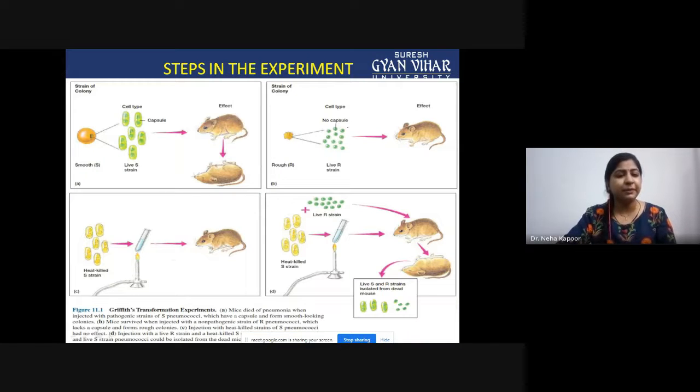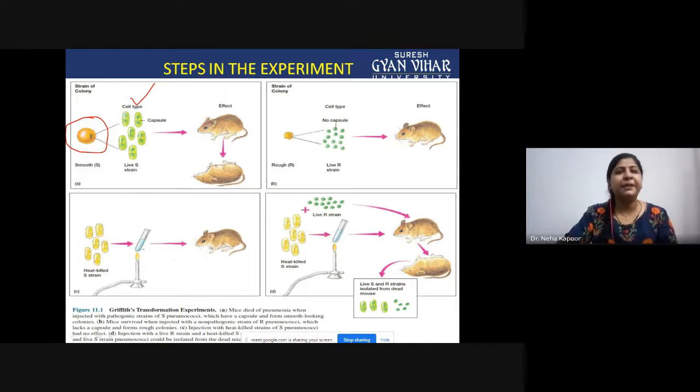So this was the experiment that he performed. As you can see, this is the smooth strain. If you see the cell type, such a cell type would be observed. As you can see, this smooth shaped capsule is present. So this is a live strain. When you inject this live strain inside the mouse, what was happening? The mouse was getting pneumonia and it died.